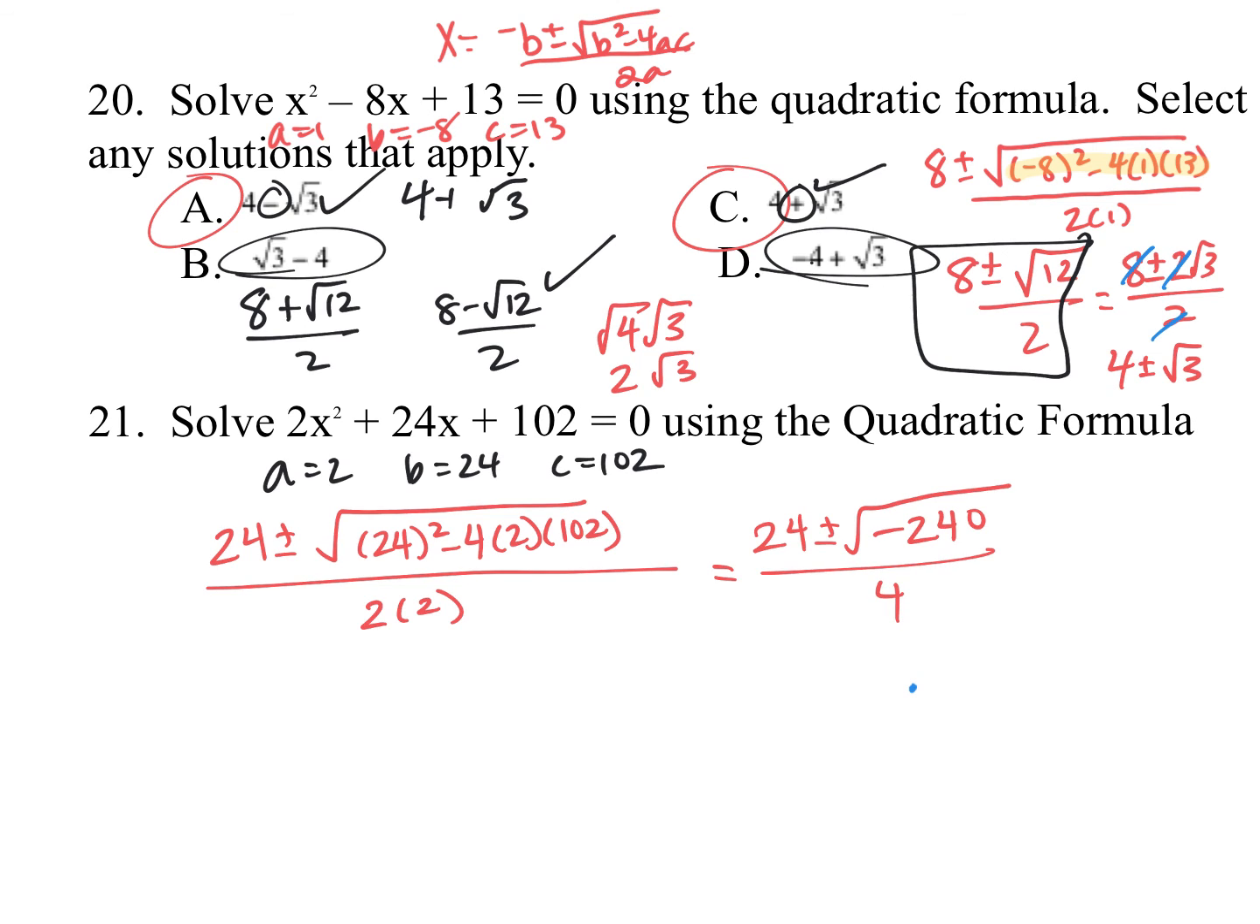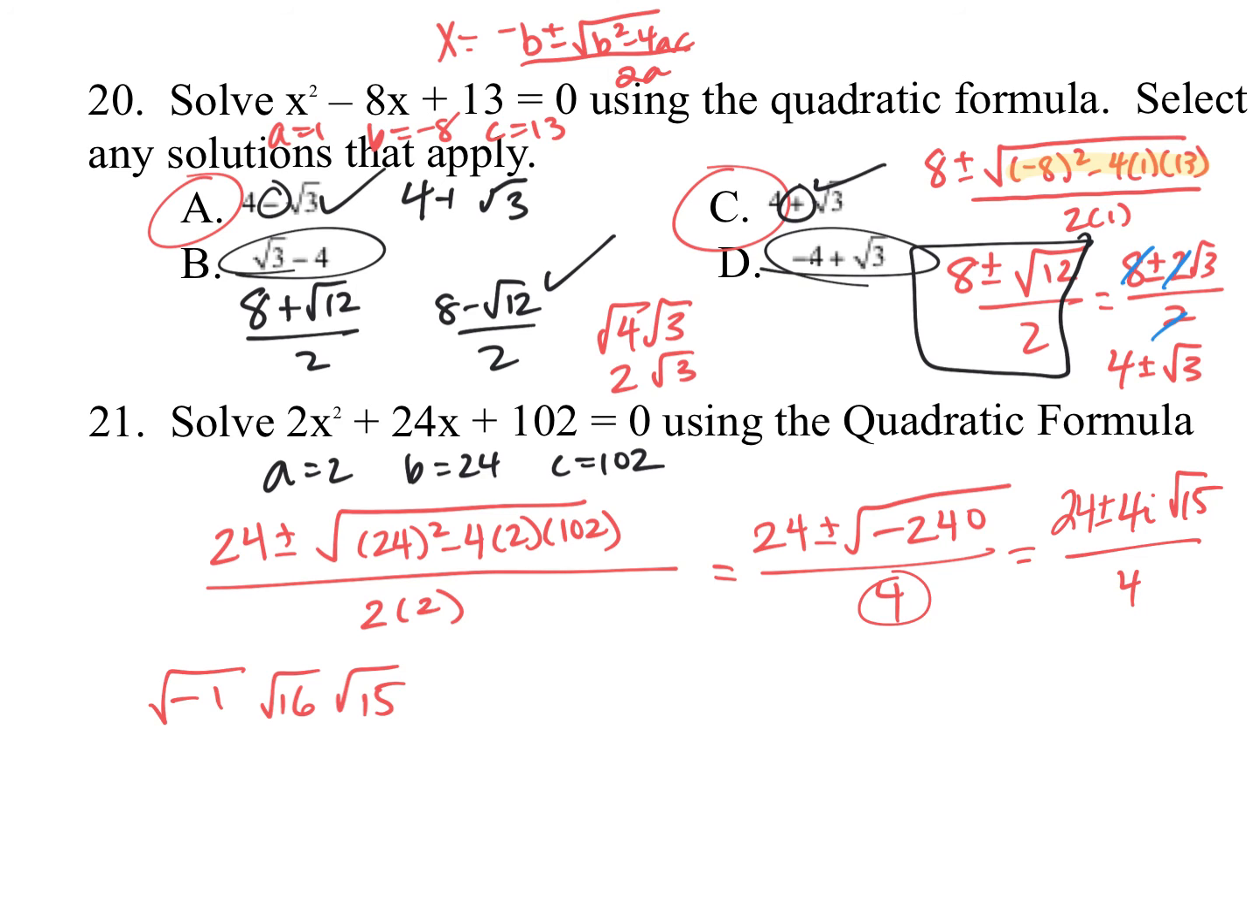Now, I'm going to be a little bit proactive here, and I'm going to say I'm pretty sure that 240 is going to break down into the square root of -1, the square root of 16, and the square root of something. 240 divided by 16 is 15. I only do that because I know the square root of 16 is 4, and I have this 4 in the basement here in the denominator. So that's going to break this down into 24 plus or minus 4i square root of 15 all over 4.